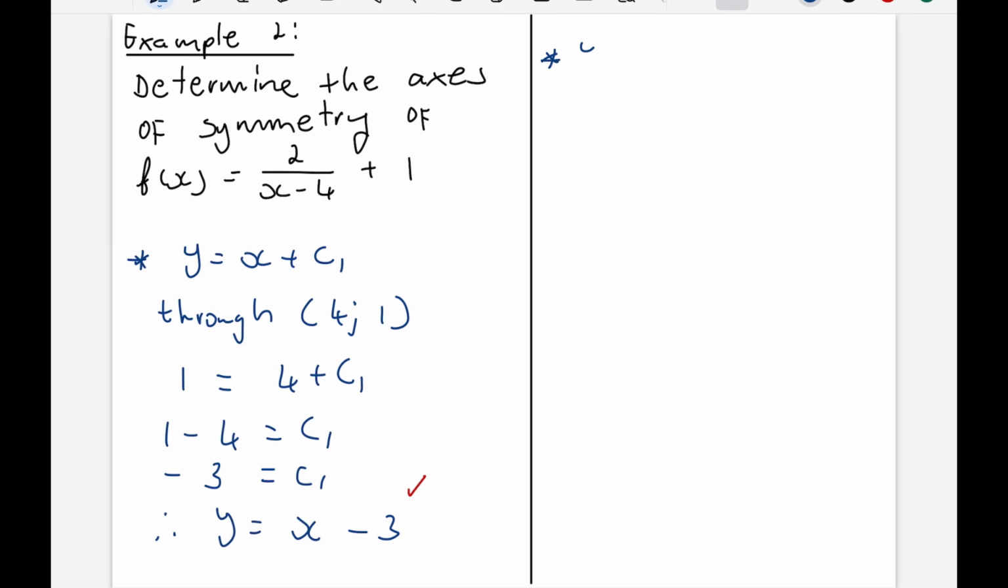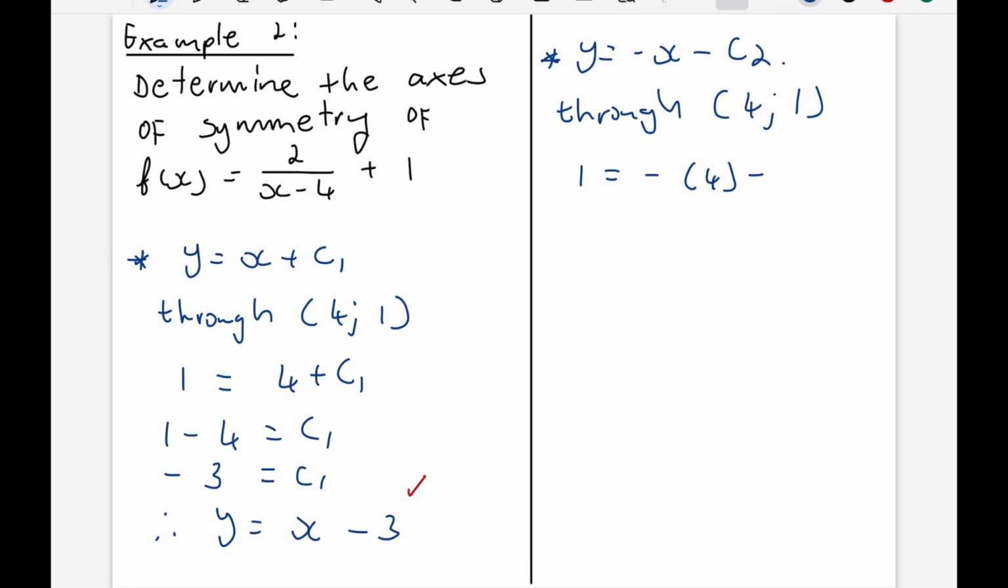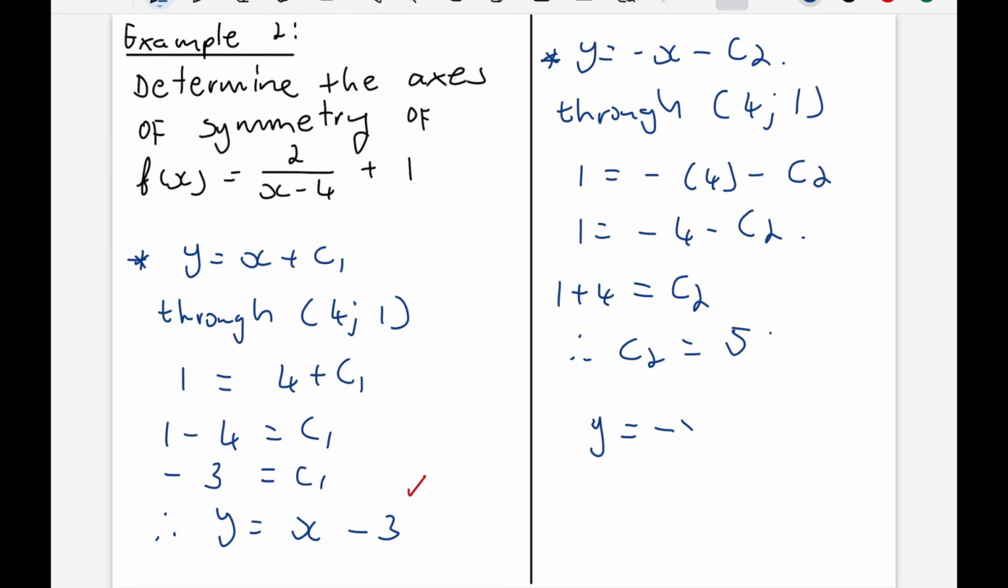The other axis of symmetry is y is equal to negative x minus c2. Again, in order to find c2, we're going to substitute the point p comma q, just 4 comma 1. In place of y we put 1, and in place of x, we put 4. So we have 1 is equal to negative 4 minus c2, and solving for c2, we move 4 to the other side, we would find that therefore c2 is actually just 5. So the other axis of symmetry is y is equal to negative x plus 5. We're just replacing c2 with 5. But here, we just replaced c1 with minus 3. And that is how you find the axes of symmetry.